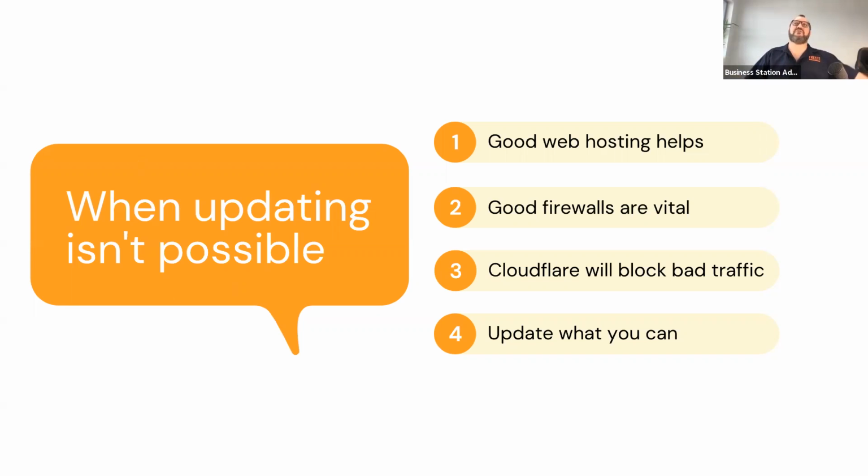You can even put challenges and blocks in front of particular countries if you find that you're always getting trouble with traffic coming out of, say, Russia or Ukraine or Iran or any of those nations like North Korea that we know are sources for a lot of bad actors and bad traffic. And finally, update whatever you can.